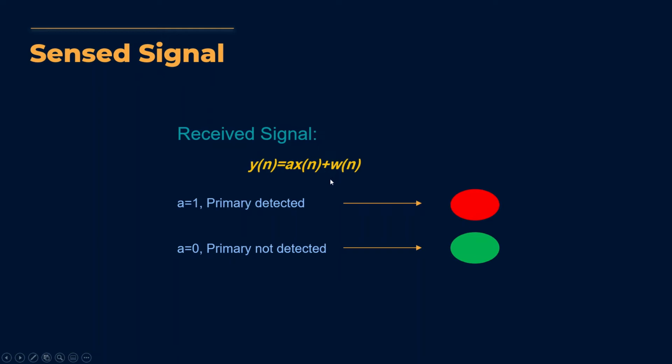So there is no primary user, and then the secondary user is allowed to send. However, this is only theoretical. Practically, how can we determine if A is 1 or 0?